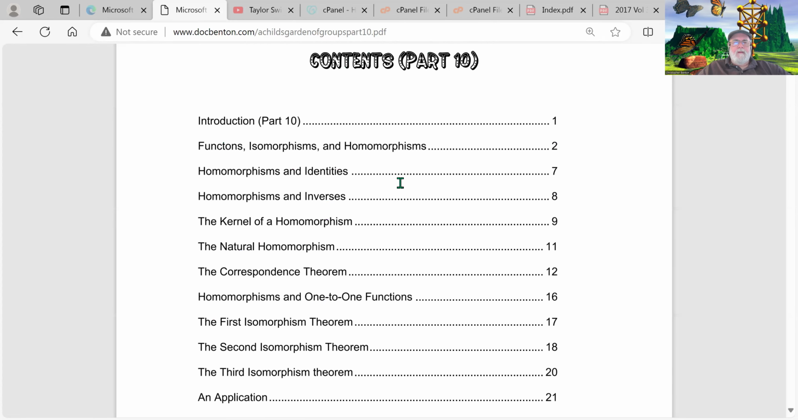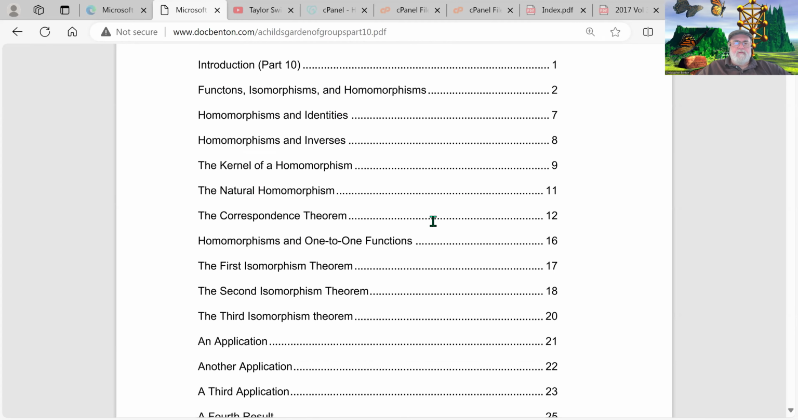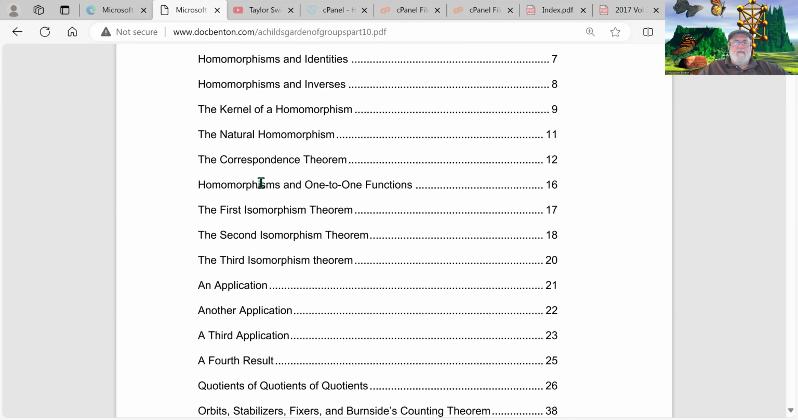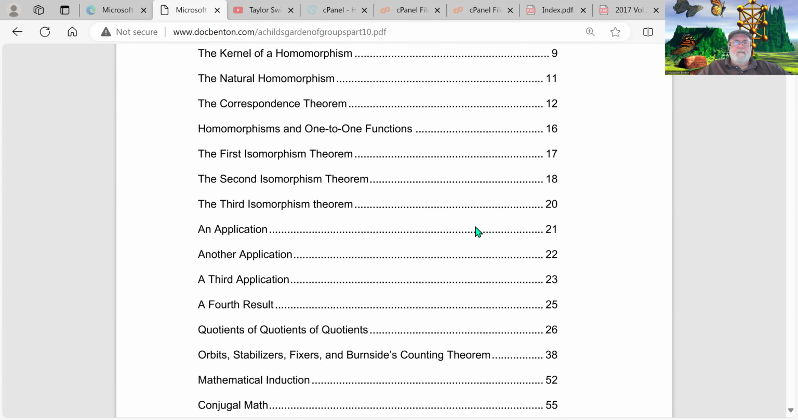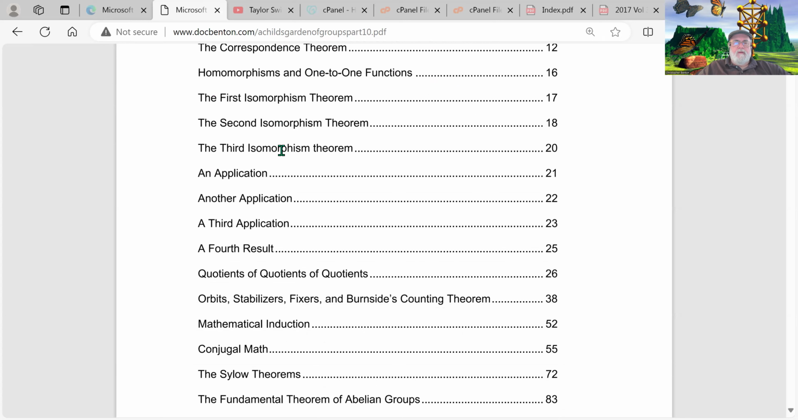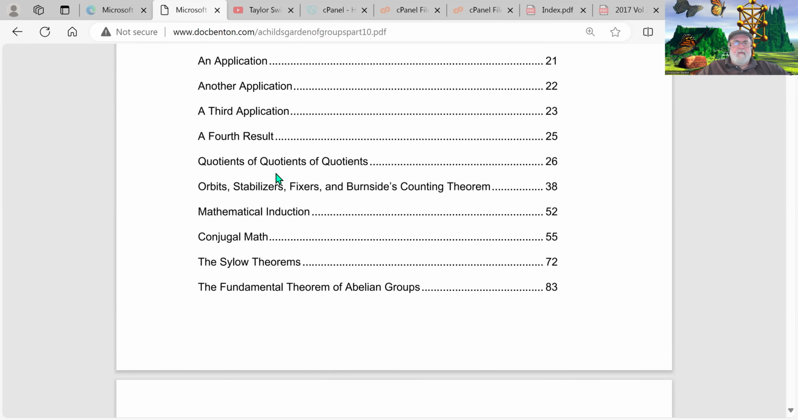You find them. So I define functions, isomorphisms, and homomorphisms, homomorphisms and identities, homomorphisms and inverses, the kernel of a homomorphism, the natural homomorphism, correspondence theorem, homomorphisms, and one-to-one functions. Our three basic isomorphism theorems, known as the first isomorphism theorem, the second isomorphism theorem, the third isomorphism theorem. Some applications of that. I talk about quotients of quotients of quotients.